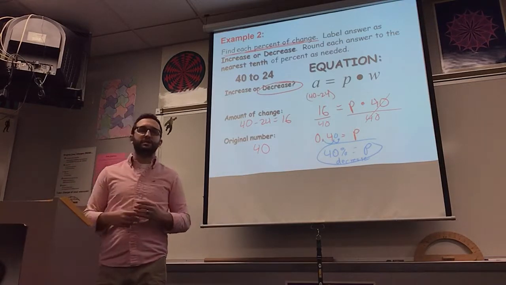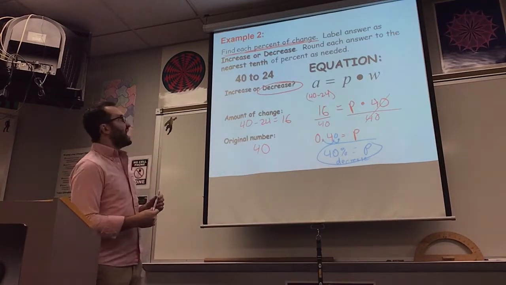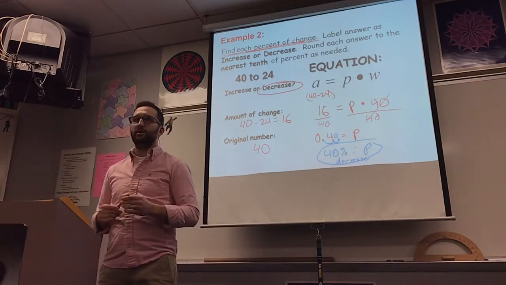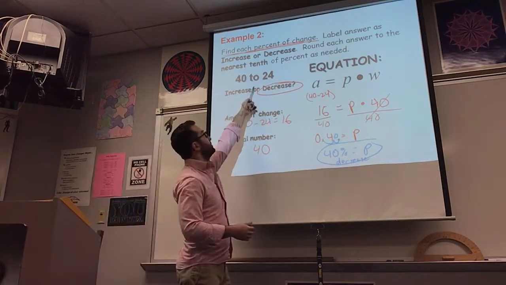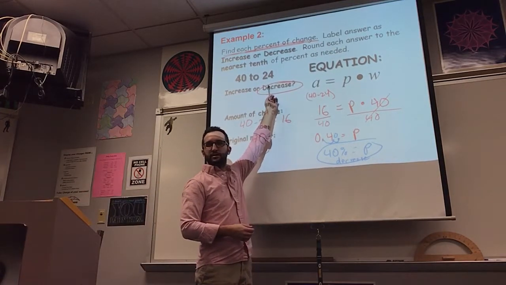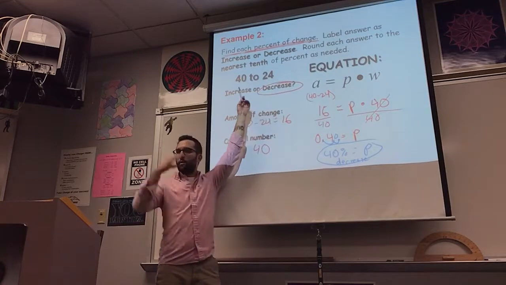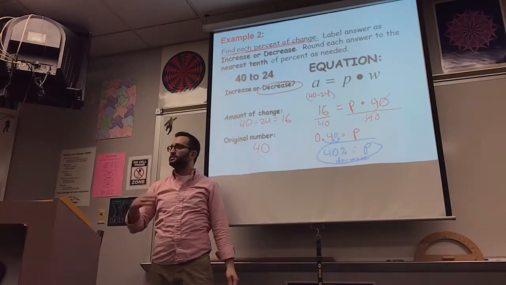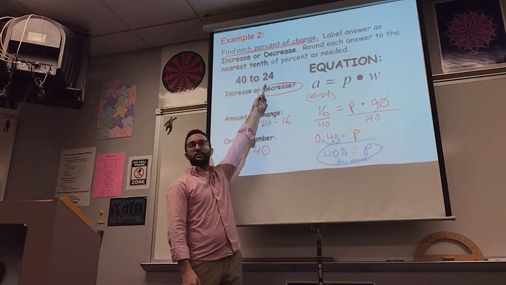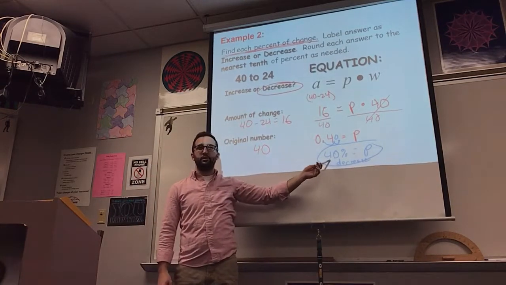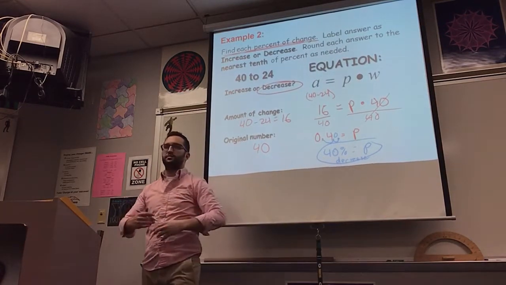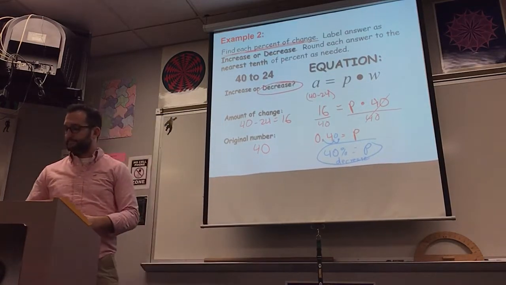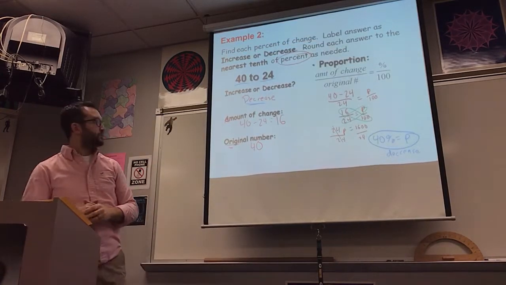Because it's decreasing, right? What's half of 40? 20. So it's decreasing by a little bit less than half, right? 40 cut in half would be 50%, right? 50% decrease. So 40 cut almost in half is almost 50% decrease. That's how you can gauge if your answer makes sense or not. And here's the proportion for you proportion people.